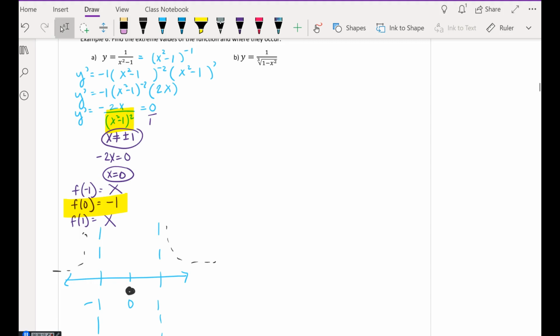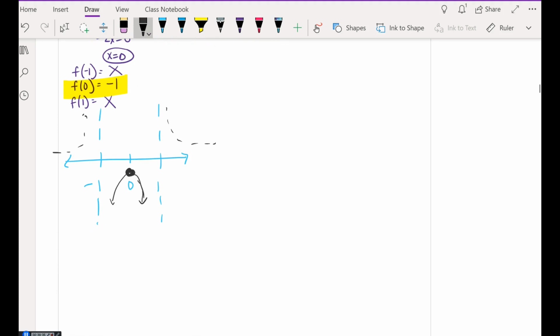Negative 3/4. 1 divided by negative 3/4 is negative 1/3. Lower or higher than that? Lower. How about if I pick positive half? It should be the same, right? Yeah. So as you can see, it's lower than my original dot. So it looks like it curves down like this. So we can conclude that that is a local max. Local max is negative 1 at x equals 0.